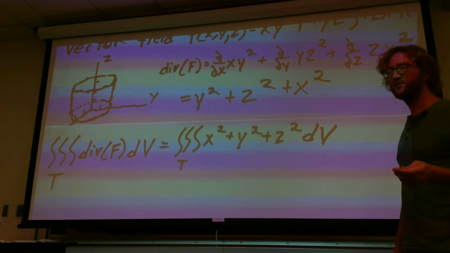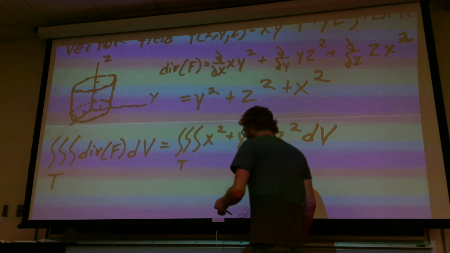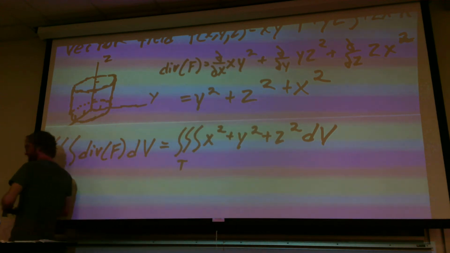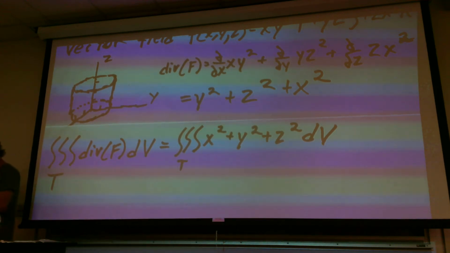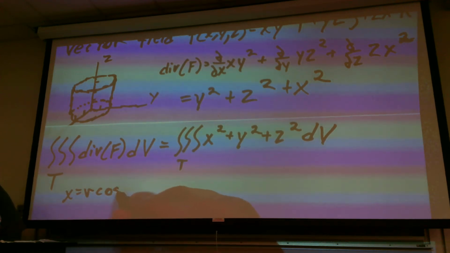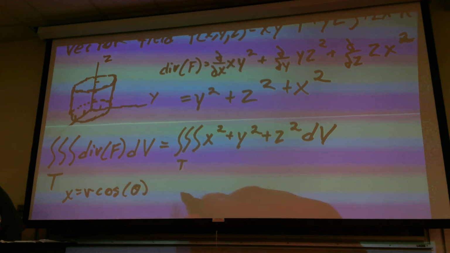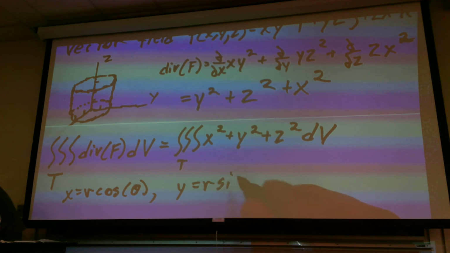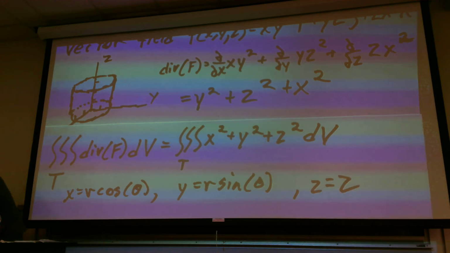And so when I transform into cylindrical coordinate systems, x is going to equal r cosine of theta. y is going to equal r sine of theta. And z is just z. We don't mess with z.